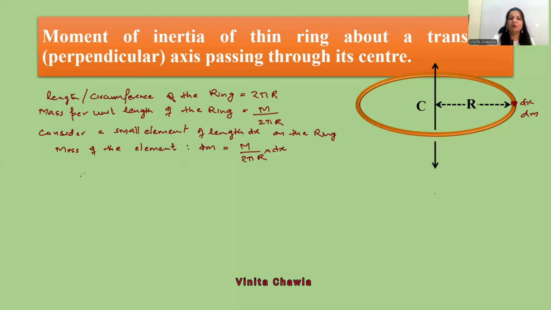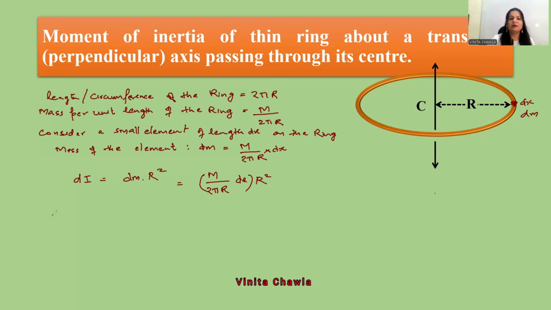Now we will find the moment of inertia because of this small element about this axis. It is at distance R from the axis of rotation. So we can write dm, the mass of the element, times the square of the distance from the axis of rotation. In place of dm, we can write m upon 2πR dx into R squared. This is the small moment of inertia because of this small element.